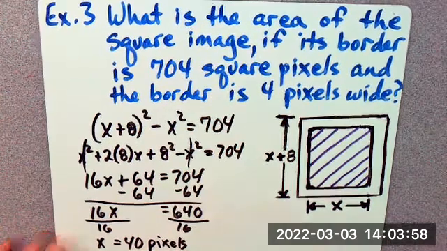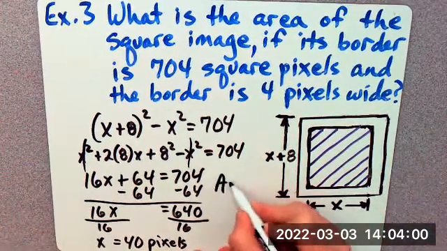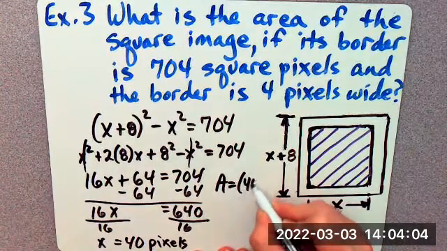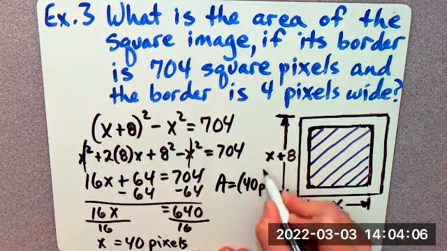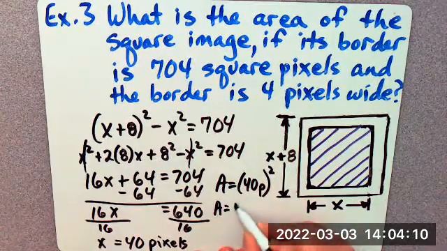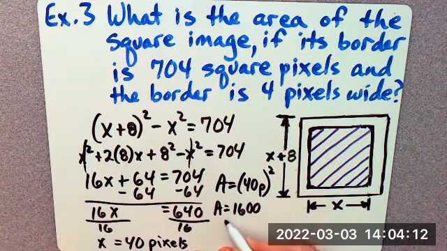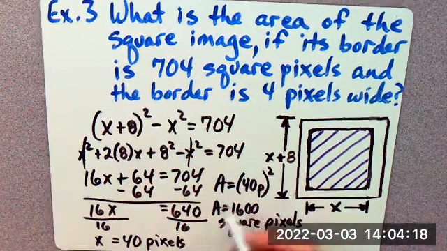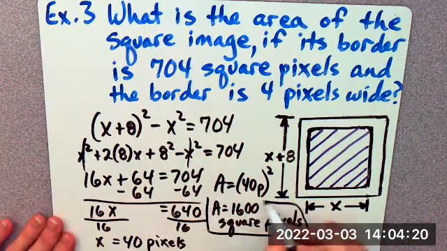So when we find the area of this, the area equals 40 squared. So 40 pixels squared, which is 1,600 square pixels. So that is the answer for the total amount of pixels.